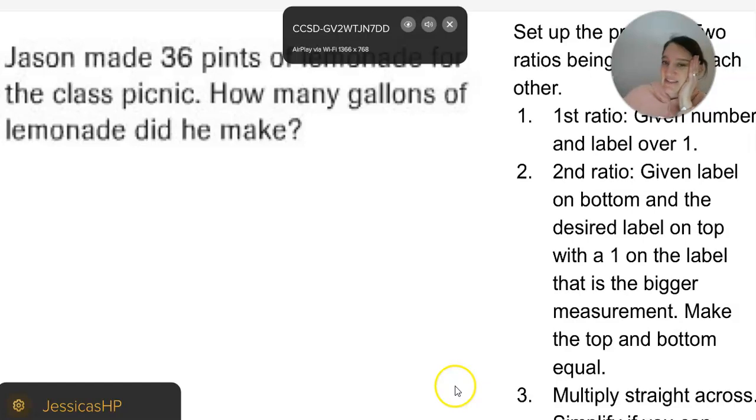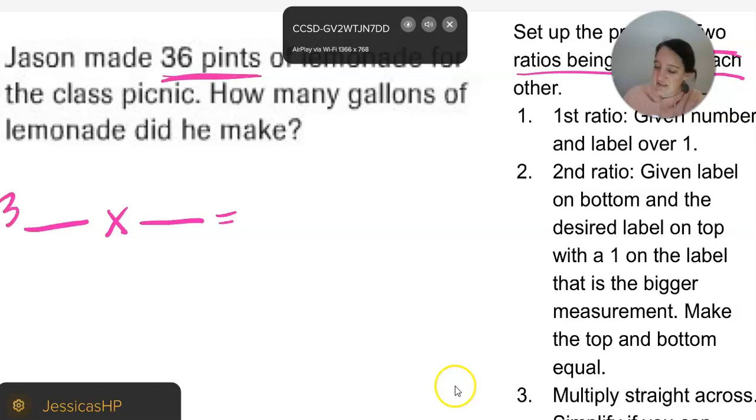Jason made 36 pints of lemonade for the class picnic. How many gallons of lemonade did he make? Let's set up the problem. Two ratios being multiplied by each other. There's one ratio, there's the second ratio. The first ratio is what they give us: 36 pints over 1. The second ratio, whatever this label was, we're going to put it diagonally down. And then how many gallons? We're going to put what we want on top.